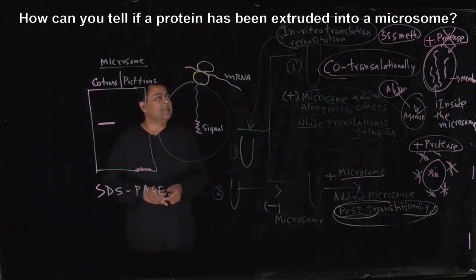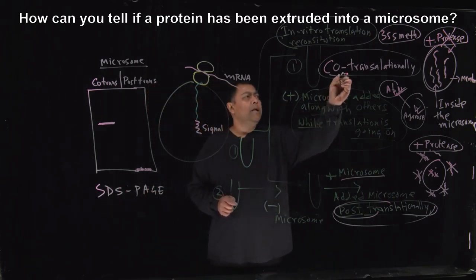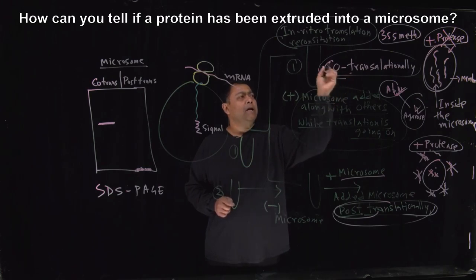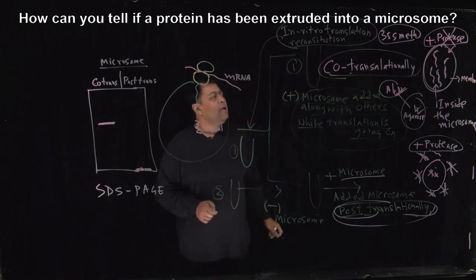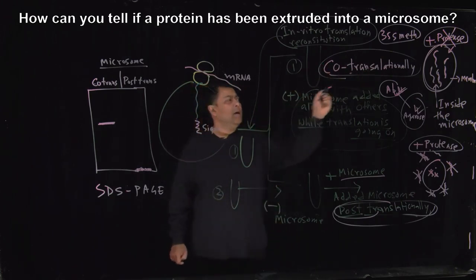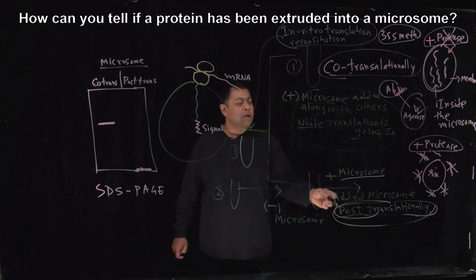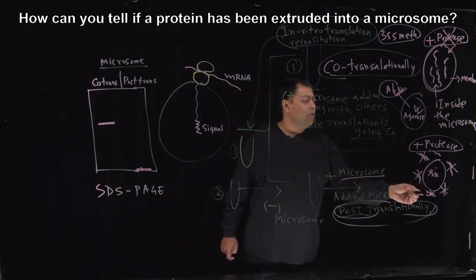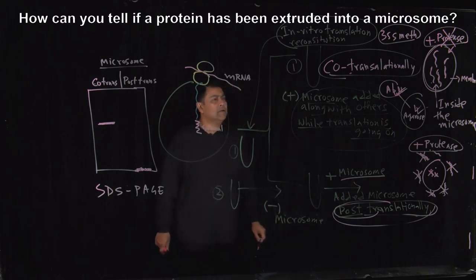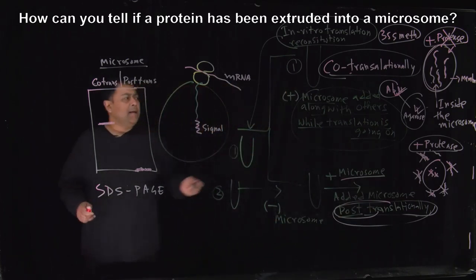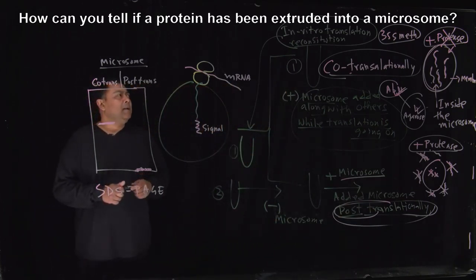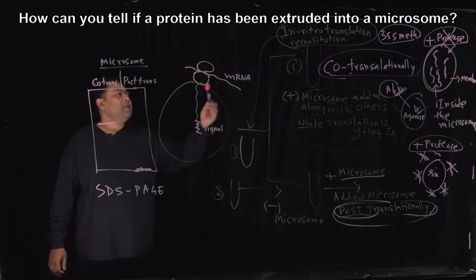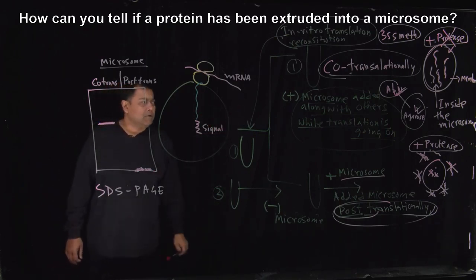So this tells us that co-translationally, when the microsomes are added, the proteins are essentially getting inside the microsomes. When microsomes are added post-translationally, the proteins do not translocate inside the microsome. And with this elegant experiment, we can actually tell whether the proteins are inside the microsome or outside the microsome.